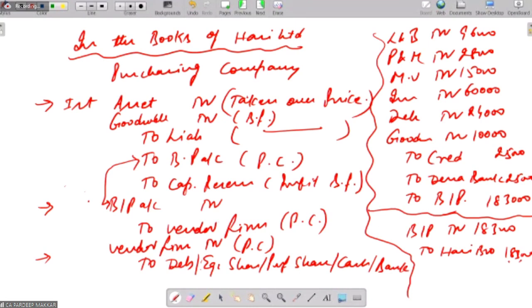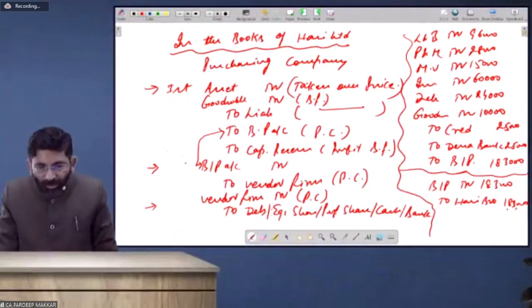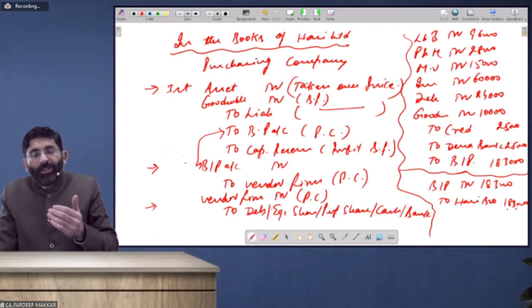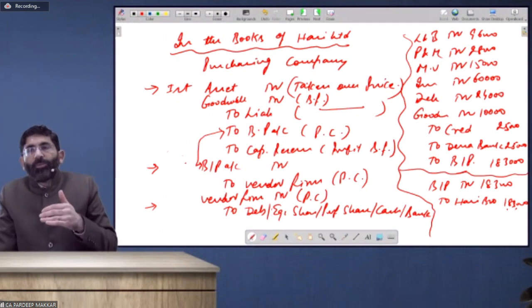So what is the return? What is written in capital reserve bracket? Okay, capital reserve profit means if we have made payment of less, whatever we have to pay, we have paid less.